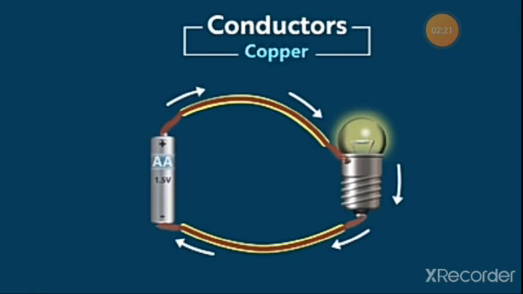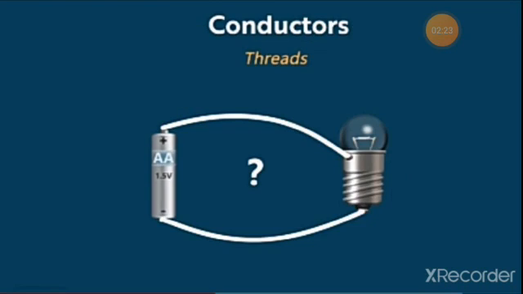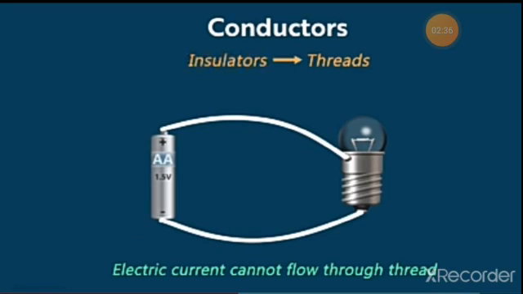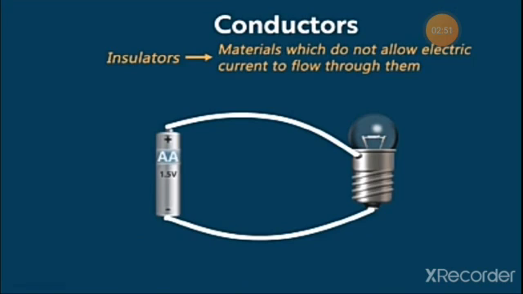Now, instead of copper wire, what if we use pieces of thread in the circuit? Well, will the bulb glow in that case? No, it won't. Why? Because the electric current cannot flow through a piece of thread. Such materials are called insulators. So, insulators are the materials which do not allow electric current to flow through them.